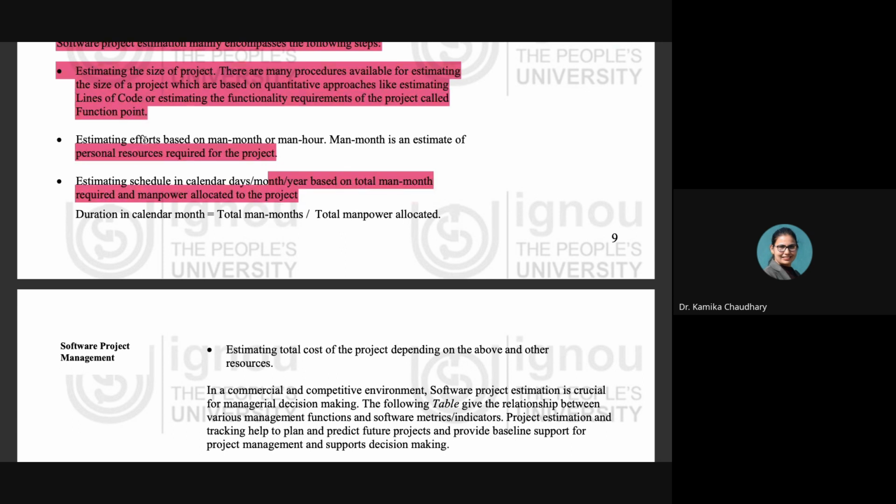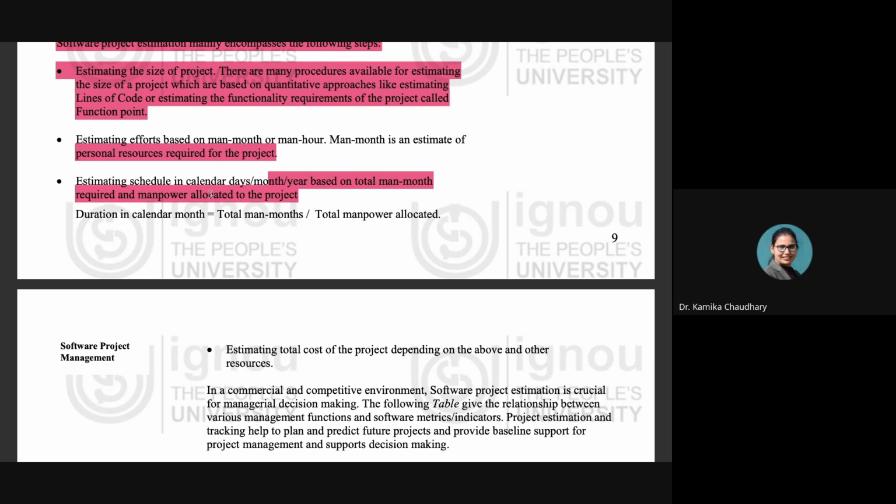Then estimating the efforts based on man-month or man-hour. Man-month is an estimate of the personnel resources required for the project, meaning how many people are required for the entire duration of the month, or how many people are working for the month, and what output they give after working for the whole month is going to be estimated. In the case of efforts, it means how much effort is required for the development of the project.